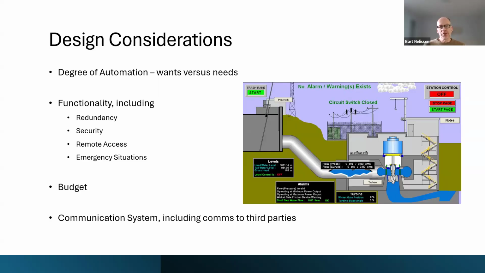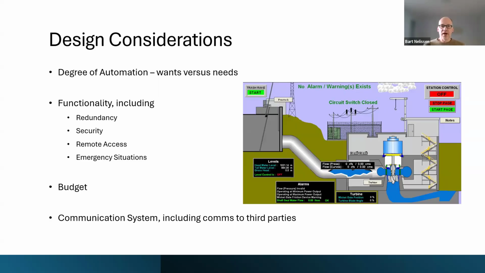The first design consideration that needs to be kept in mind when you start thinking and planning for a SCADA system is the degree of automation. Just because you can do something doesn't necessarily mean that you should, and maybe all of these colors on this graphic are an example of that. So you have to define what you want, and you have to define what you absolutely must need. That's the degree of automation.